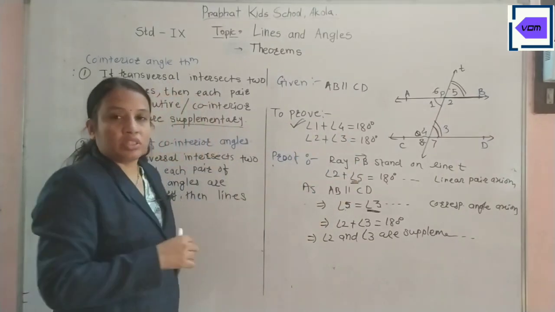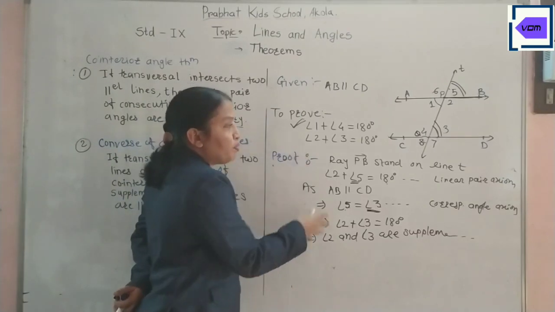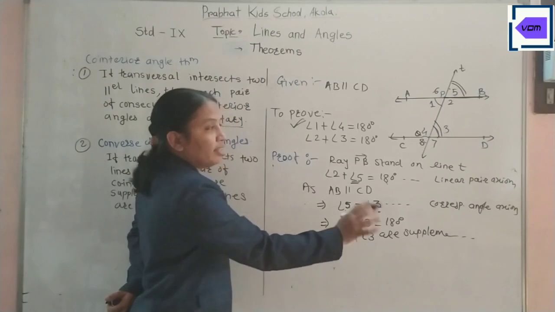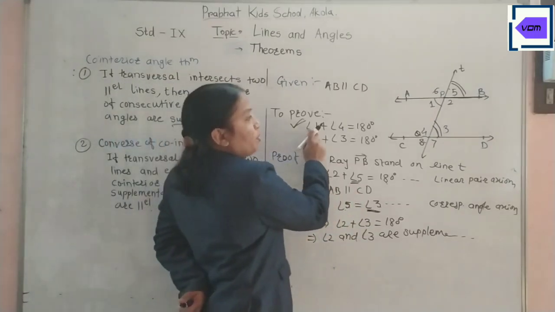Like that you have to prove this one, that is, angle 1 plus angle 4 is equal to 180. If the question is of 3 marks, then you need to prove both, and if it is only 2 marks or more, then only do this and write that similarly you can prove that. Now how to prove similarly?